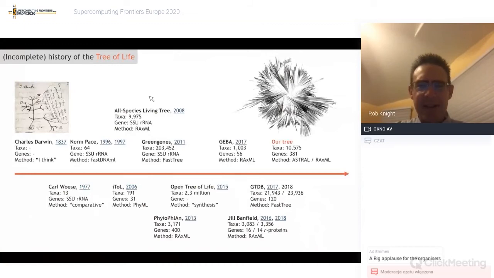So this gives you an idea of the history of this idea of the tree of life, starting with Charles Darwin in 1837, where he had zero data points and just an idea. And then coming up to the present, where we recently published, and this effort was led by Qiyun Zhu in my lab, but also included collaborators from SDSC and across our university. With our new tree, we are looking at 381 genes and 10,575 genomes that those genes are extracted from, using ASTRAL and RAxML to build those trees, two relatively time-consuming phylogenetic methods.